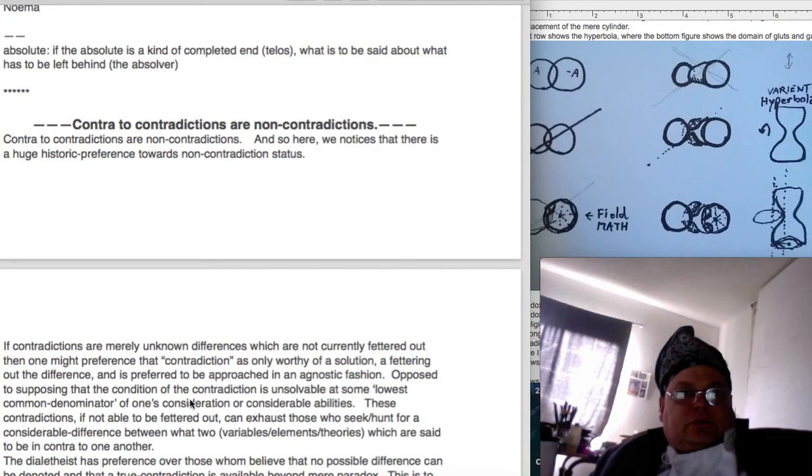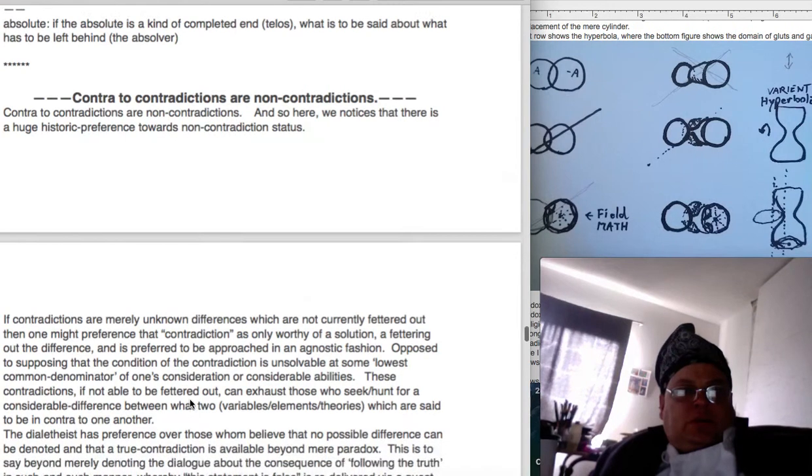Absolute. If the absolute is a kind of completed telos, what is to be said about what has to be left behind, the absolver? Next chapter.